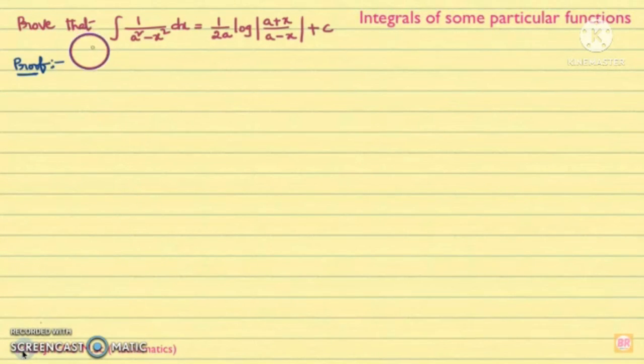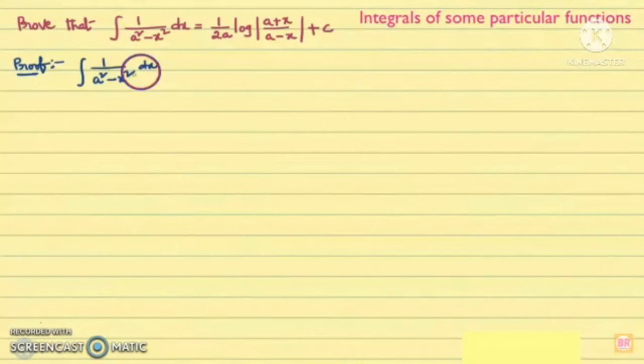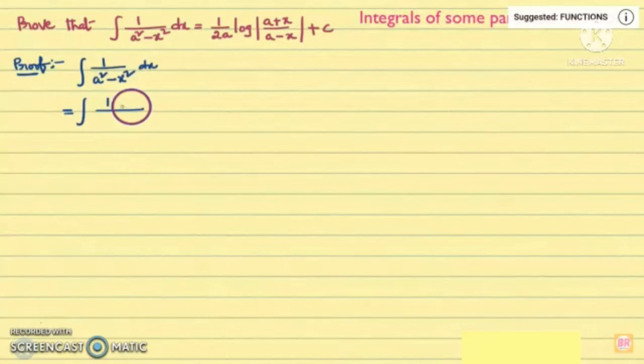In this class, we will prove that the integral of 1 divided by a squared minus x squared dx is equal to 1 over 2a times log of the absolute value of (a plus x) divided by (a minus x), plus c. You observe that the integrand looks like a squared minus b squared. What is the formula for a squared minus b squared? It's (a plus b) into (a minus b). So a squared minus x squared can be written as (a plus x) into (a minus x).